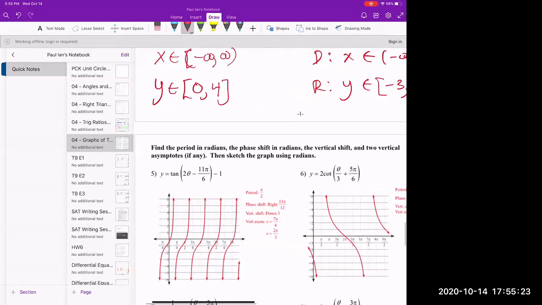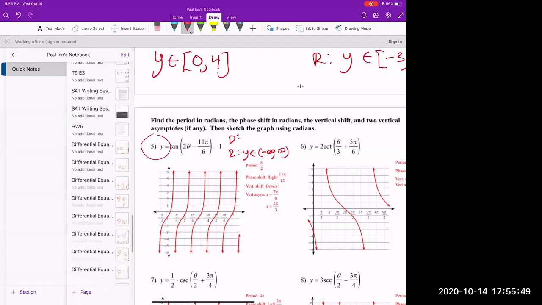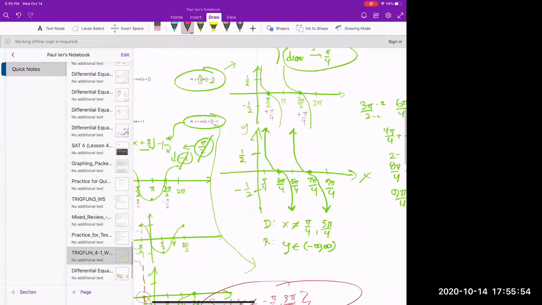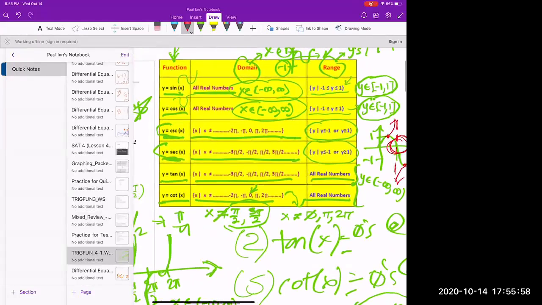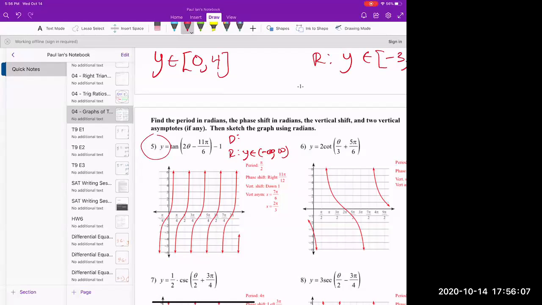All right, so now these guys. So 5. What's the domain? Y is usually the easy one: negative infinity to infinity. The domain would be different because it got shifted. So looking back at what we just did at that table, all you have to ask is what are the asymptotes? It would just be wherever these guys are. So you just have to look at the asymptotes.